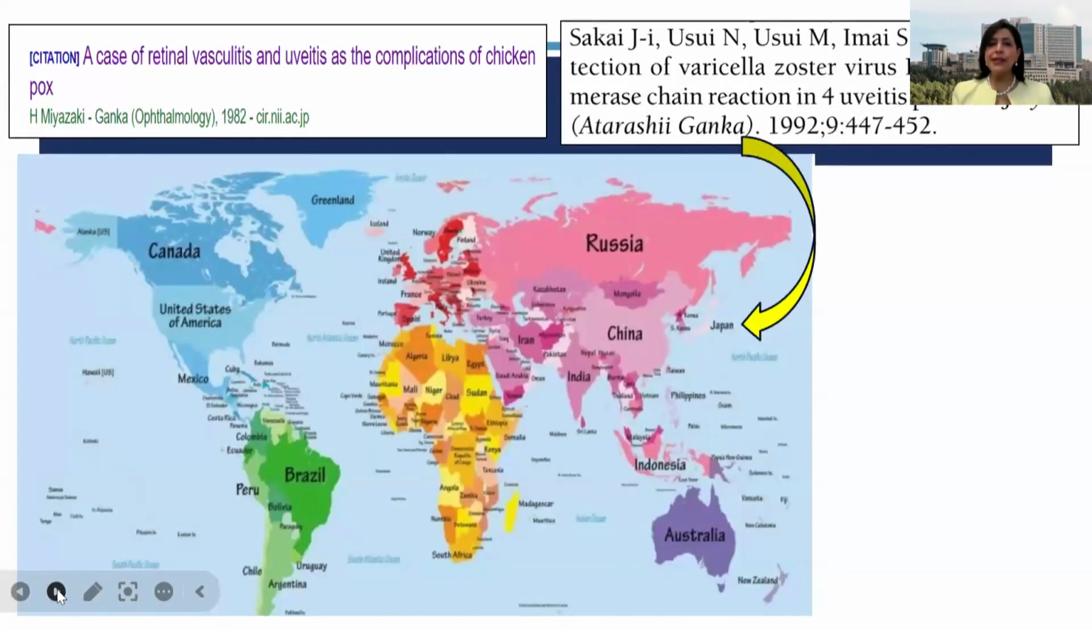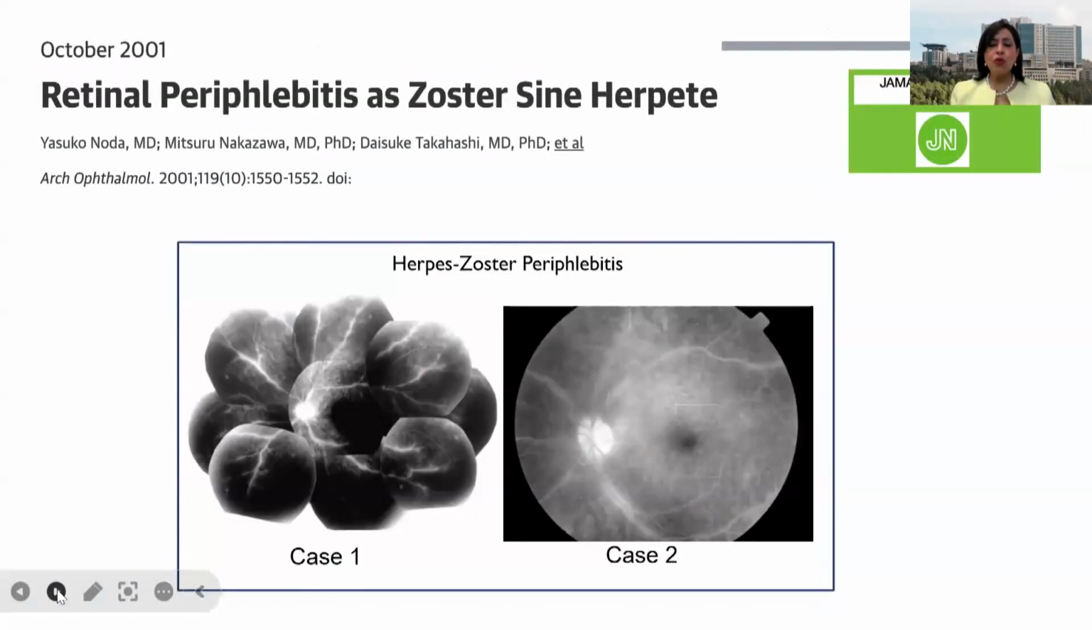There have been, however, case reports from the 80s and the 90s about retinal vasculitis developing as a complication of chickenpox. And the publication from 1992 reports on the demonstration of VZV virus DNA by PCR in 4 uveitis patients, 2 of whom had retinal vasculitis. This is a more recent publication about retinal periphlebitis developing as zoster sine herpete, which is very much similar to our case. And the authors describe 2 patients.